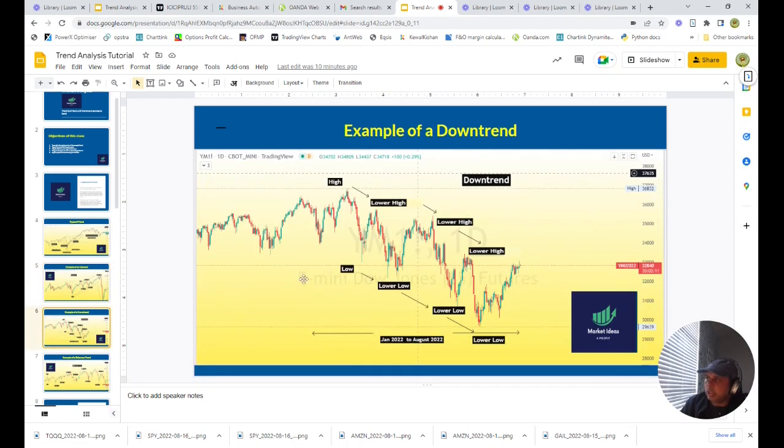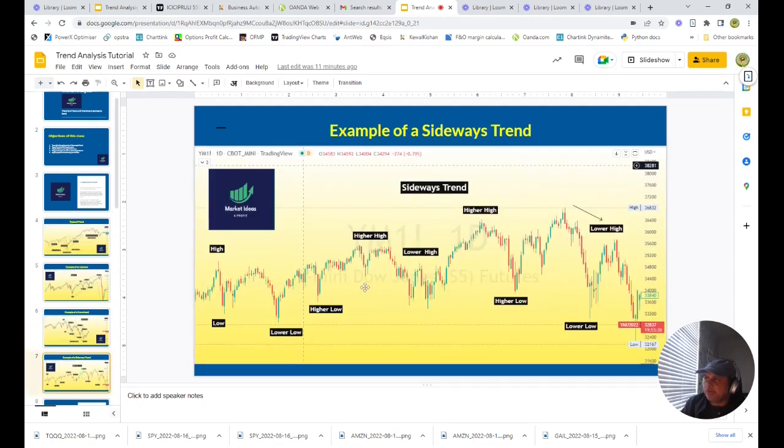On the contrary, when you see highs and then lower highs and lower lows, and a pattern develops where you see a series of lower highs and lower lows, that is the way a downtrend is defined, where the prices are moving from the top to the down.